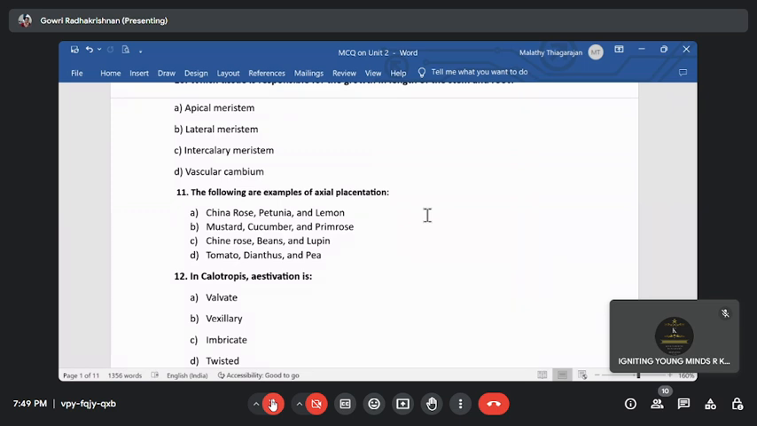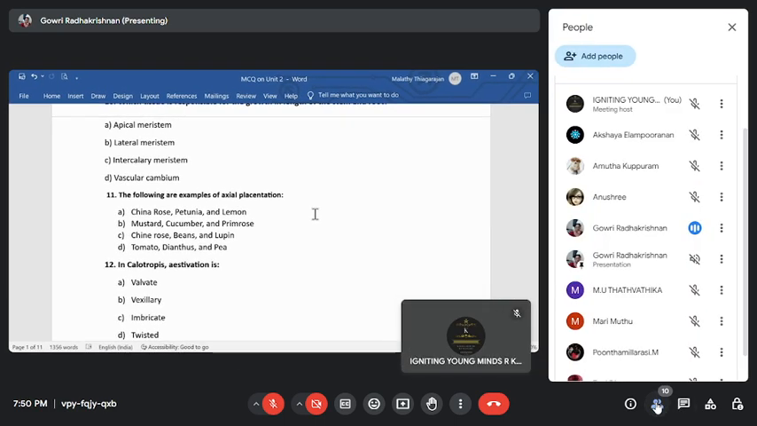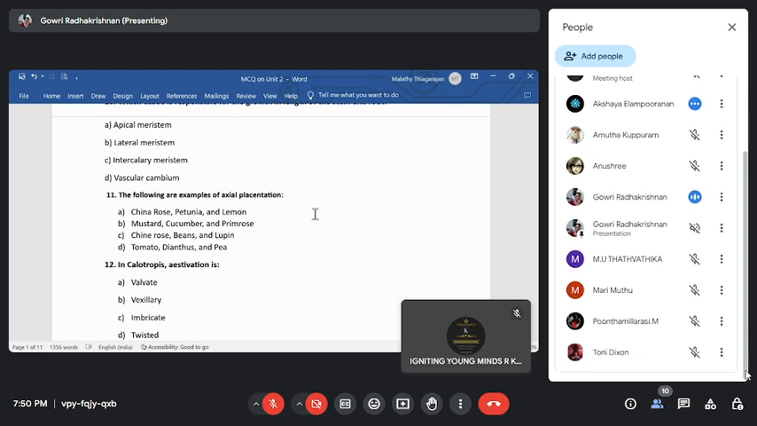Anyway, very good try. I really appreciate the try, and I really enjoyed the explanation you gave. Very nice. I'm very happy that you are all participating. So option D, D for dog, is the correct answer. That is dianthus, a genus that includes carnations, and pea is a legume family that exhibits axial placentation.